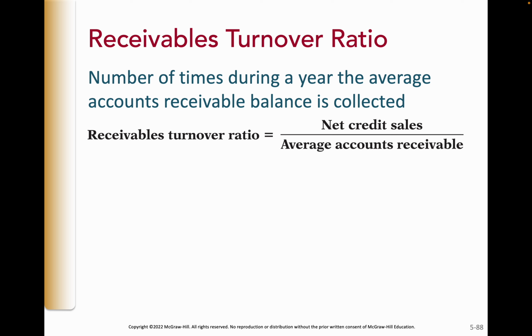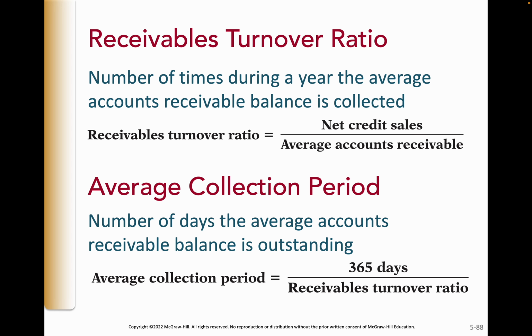Okay, and how often does it turn over? So are we collecting our average balance 12 times a year, essentially once a month? Are we collecting the balance only 10 times a year, which means people are taking longer than 30 days to pay? Are we collecting it 24 times a year, so people are taking about 15 days to pay? And the receivable turnover ratio is net credit sales divided by average accounts receivable.